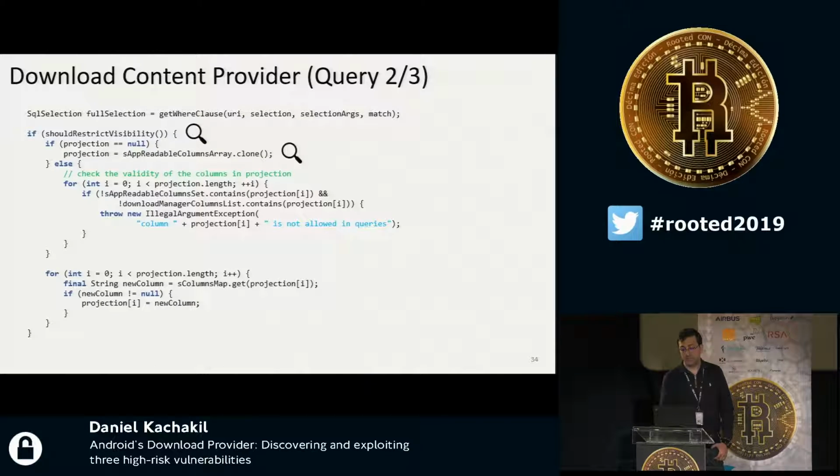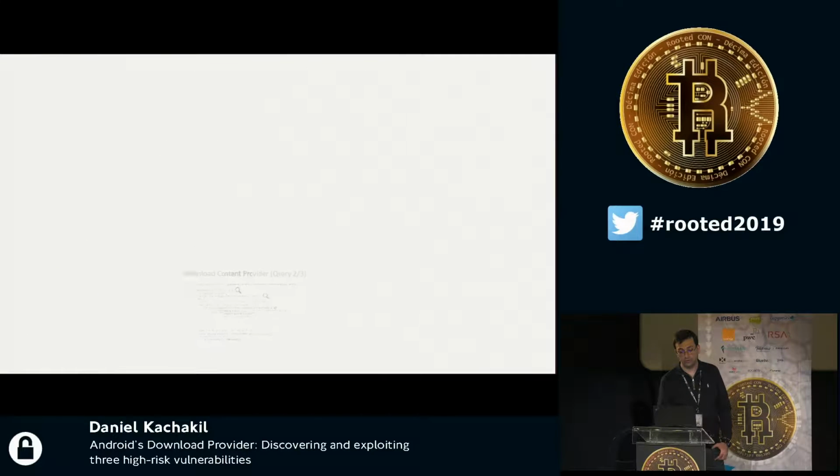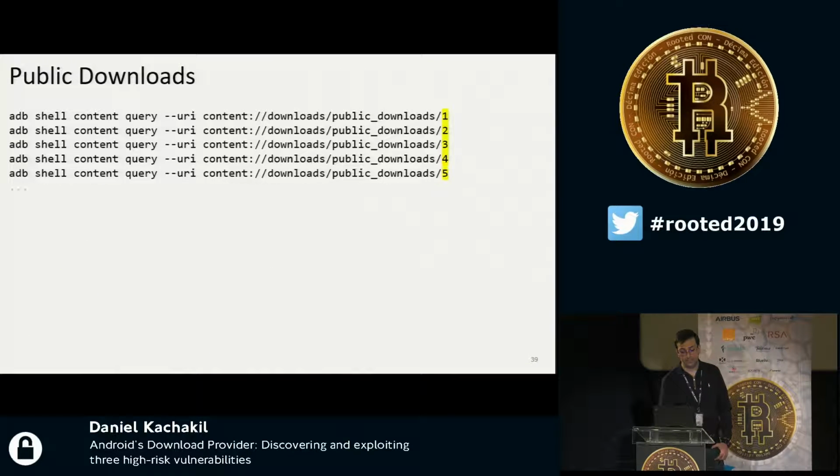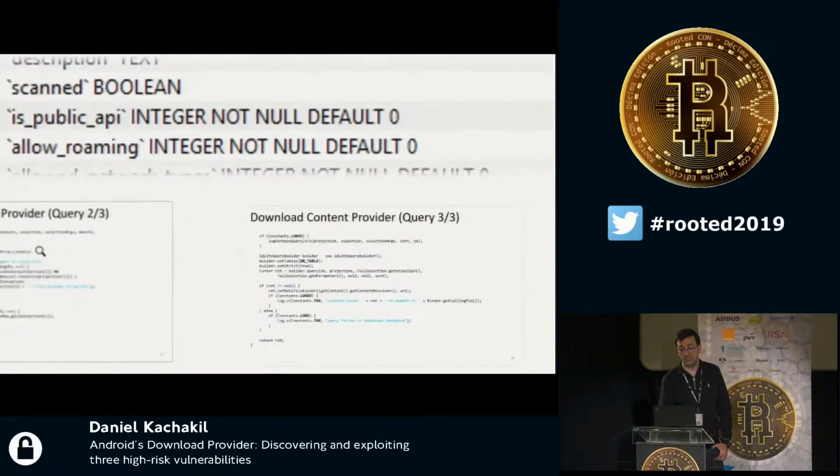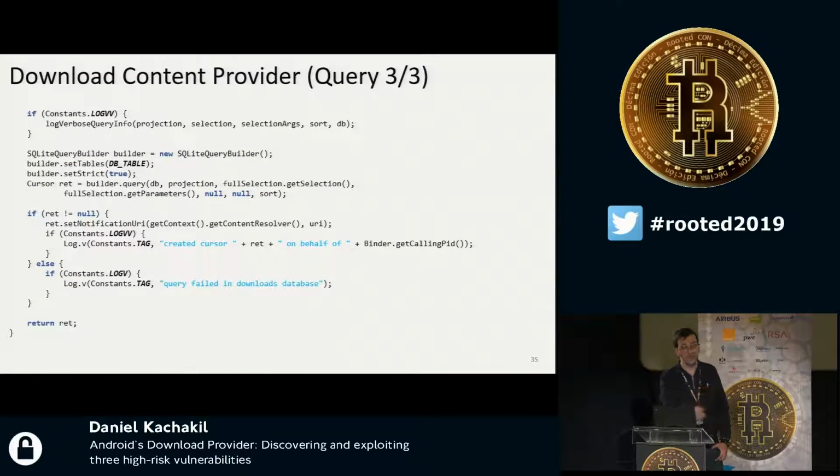Then, should I restrict visibility or not? Well, even if you restrict it, the projection will be a number of columns. Even so, I will get columns for a download which is not mine, and that's where the problem is. And again, more of the same.